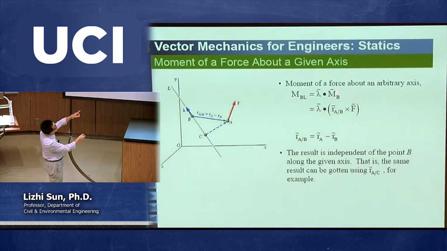Of course, this equation is to pick another point B. Point C, same thing. This second kind of moment of this force about this given axis L, whether you pick point B or point C, gives the same final answer. So you calculate the moment of this force about point C. That means from C to A is the distance vector, and then cross F. And then you dot with lambda, and that is the second kind of moment.